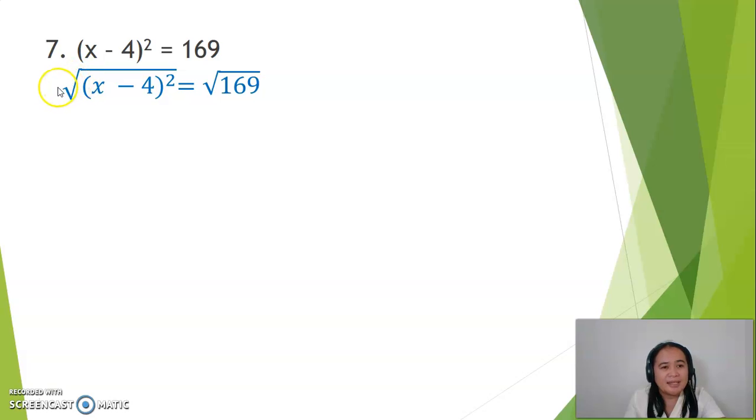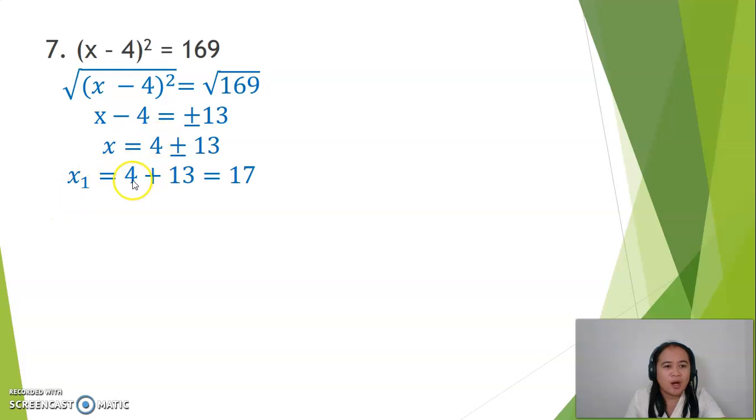Another example. If you're given quantity x minus 4 quantity squared equals 169, extracting the root to both sides, we can cancel the radical sign and the exponent too, so we will end up with x minus 4. And square root of 169 is positive and negative 13. So with this, we will have x is equal to 4 plus and minus 13. So to get the first root is 4 plus 13 equals 17. To get the other root will be 4 minus 13 equals negative 9.